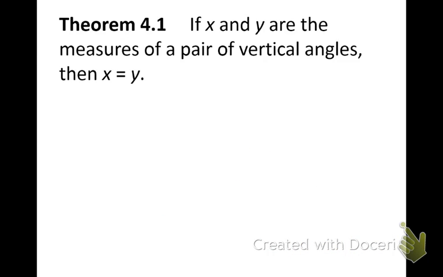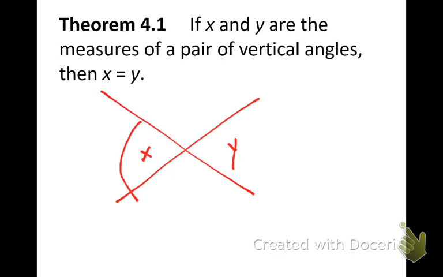A theorem: if x and y are measures of a pair of vertical angles, then x and y are equal to each other. This is saying that all vertical angles are congruent. If x and y are vertical angles, they're going to be congruent to each other.